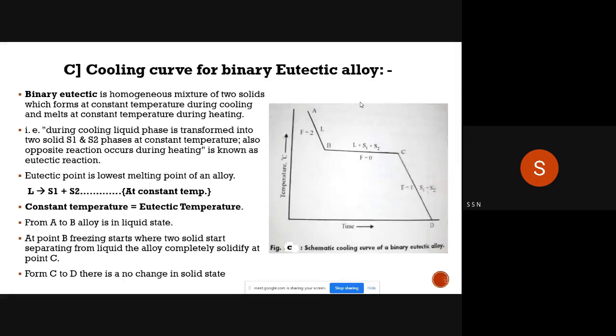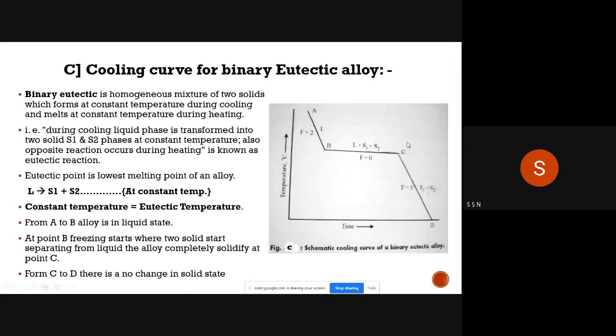That's why these are called binary eutectic alloys. Again, what is meant by binary eutectic? Binary eutectic is a homogeneous mixture of two solids which forms at a constant temperature during the cooling and melts at a constant temperature during the heating.